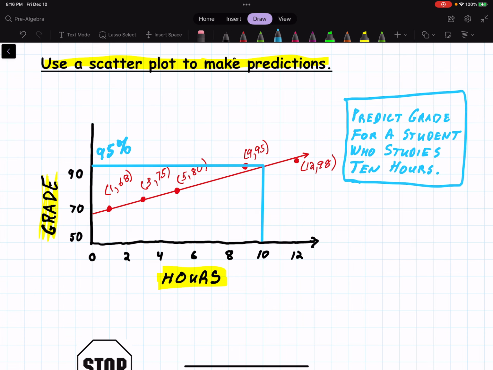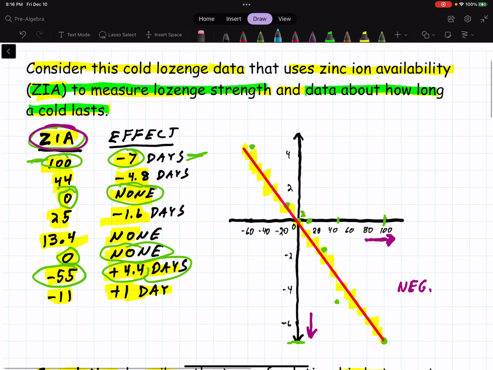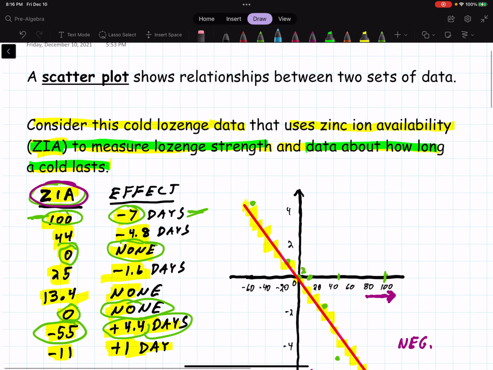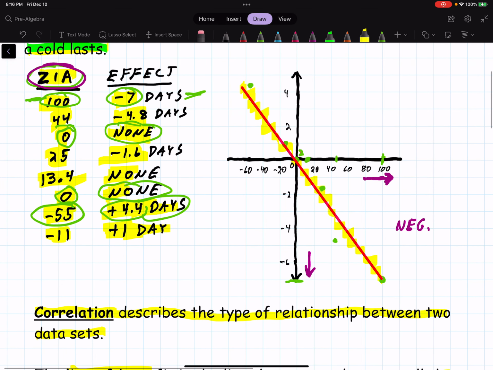Okay, so we've looked at a scatter plot. Let's recap a little bit. We go back to the top here. Remember that a scatter plot shows us relationships between two sets of data. And we could see that when we looked at the lozenges and the Zia count in the lozenges, we ended up with a line that shows us something pretty logical.